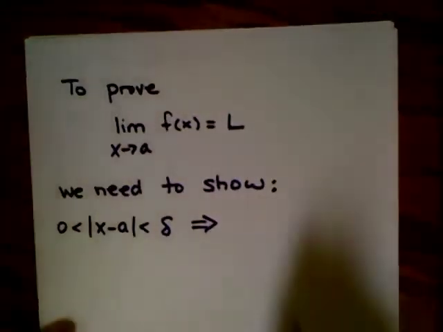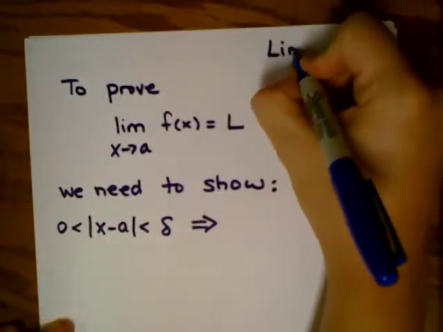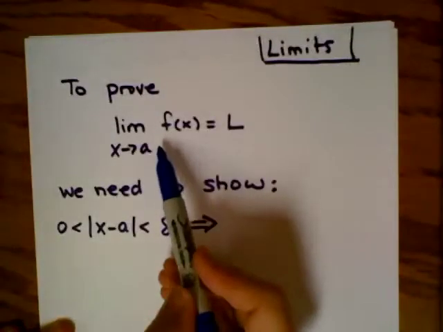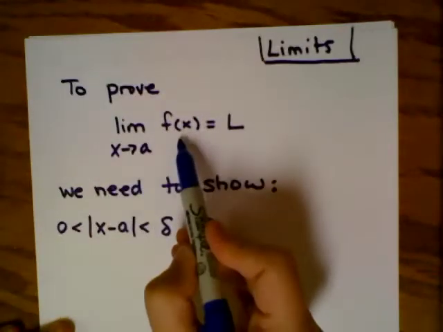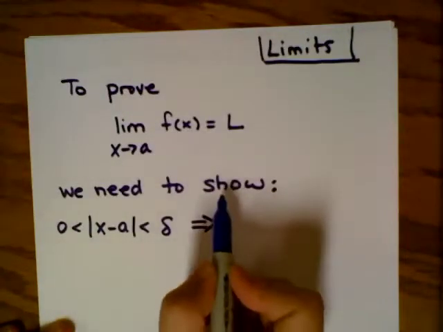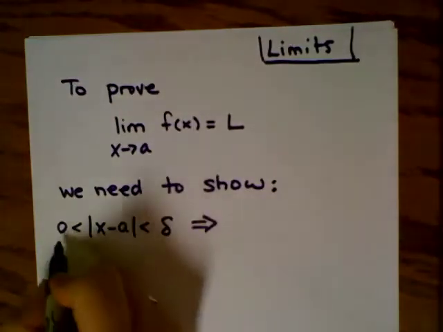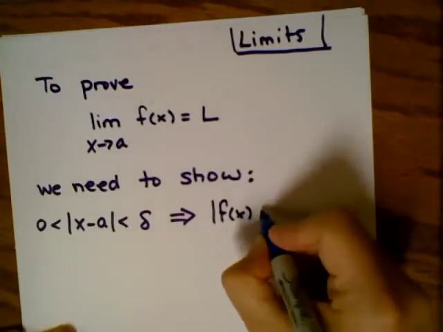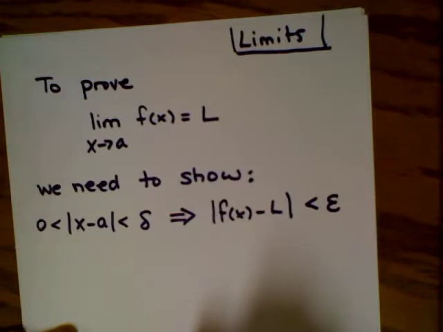Welcome back. This is an example of proving that limits exist. In general, we're going to prove that the limit as x approaches a of a function f of x equals L. And according to the definition of limit, we need to show the following. We need to show if the absolute value of x minus a is strictly between 0 and delta, that implies the absolute value of f of x minus L is less than some epsilon.